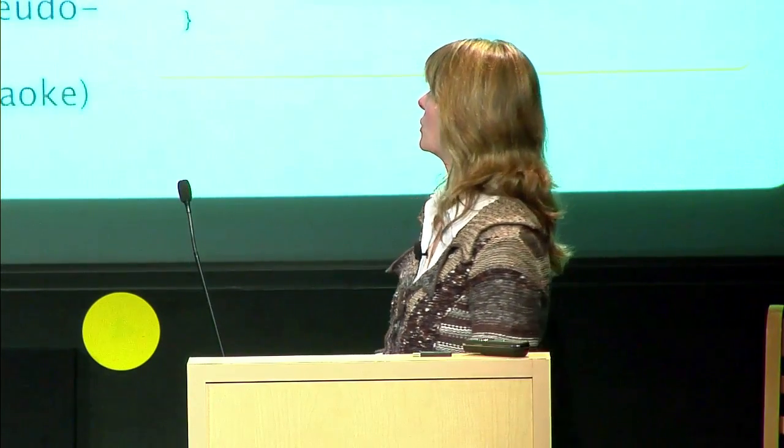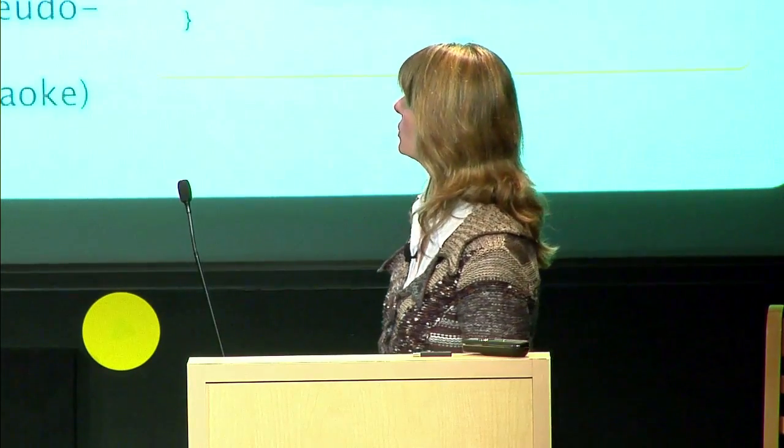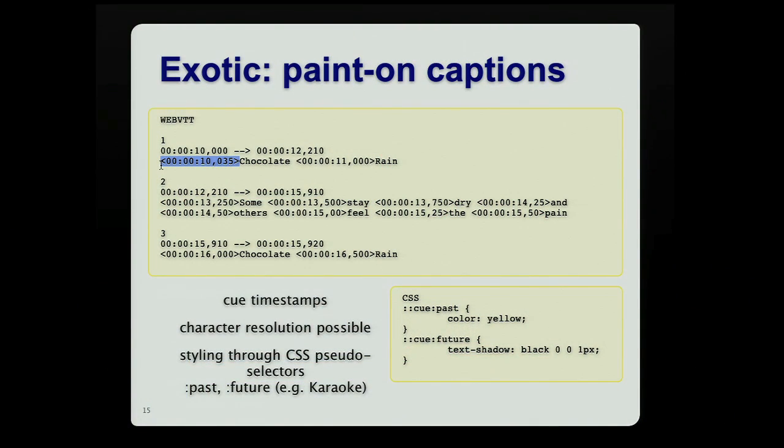And what we've introduced for this kind of application is cue timestamps. These cue timestamps are basically just a timestamp that is being included into the text and says when the text that comes afterwards will be activated. A sample file contains caption number, caption start and stop timecodes, and individual captioned words separated by timestamp codes. The timestamps themselves are enclosed in angle brackets. Below, headings read Cue timestamps, character resolution possible, styling through CSS pseudo-selectors, and :past, :future, e.g.